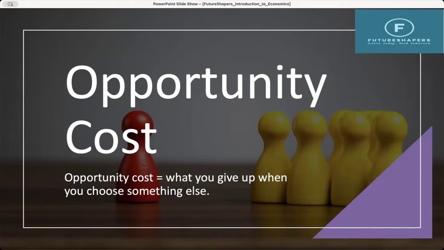Choosing to study means giving up rest. So the opportunity cost for studying is giving up rest. A company investing in new tech might delay other projects. Governments face this too. For example, if the government decides to spend more on defense, it may mean less spending on healthcare.